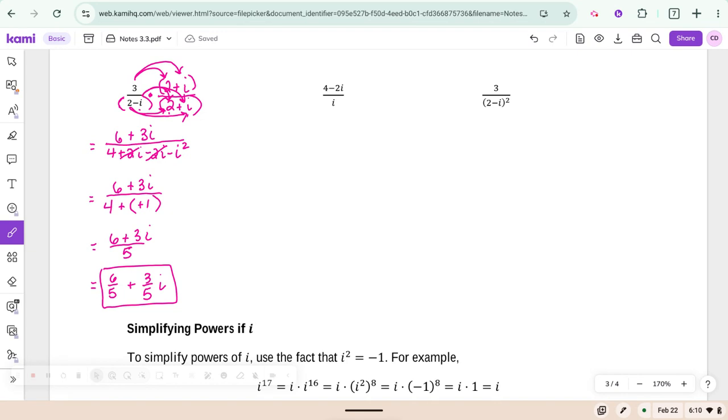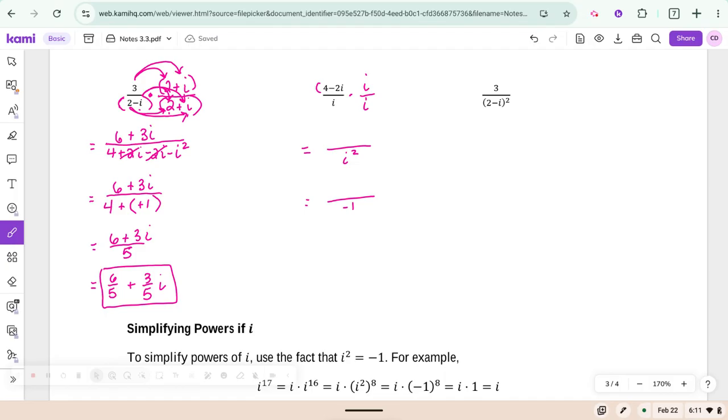In the next example, my denominator is simply i. And so how can I make i a nice rational number? Well, I don't exactly need a complex conjugate here. What if I just multiply the numerator and denominator by i? Well, then my denominator is just going to be i squared, which is, of course, just -1. But when you have a fraction and you multiply the denominator by something, you must always multiply the numerator by the same thing so that you're not changing the value of the number.